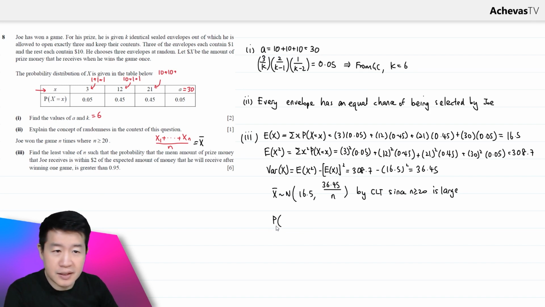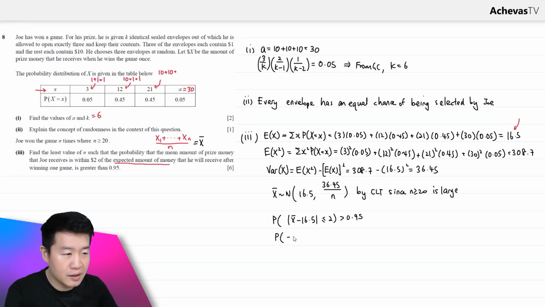And according to what the question says, the mean must be within $2 of the expected amount. The question says the expected amount of money, and the expected amount of money is this. So for x bar to be within $2 of the expected amount, it is when x bar minus 16.5 is less than or equal to 2, and according to the question, this probability must be bigger than 0.95. So it is the probability that x bar minus 16.5 is between minus 2 and 2, which means we are looking at x bar to be between, bringing 16.5 over to the other side, 14.5 and 18.5.